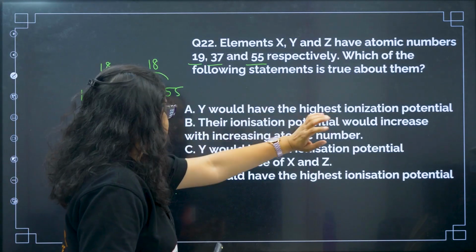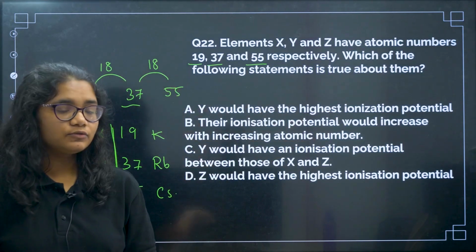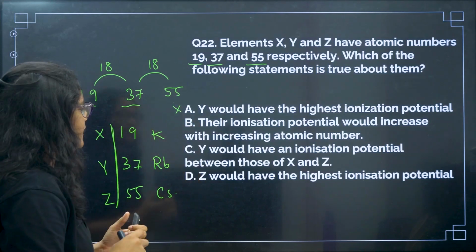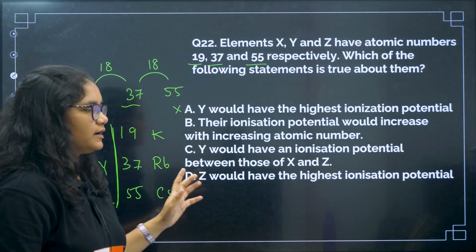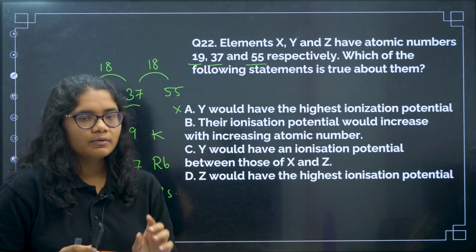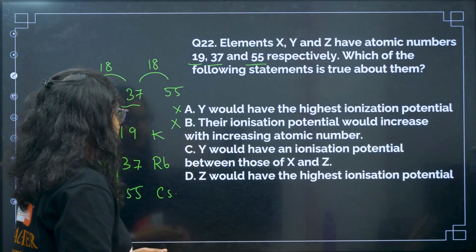Y would have the highest ionization potential. Is it correct? Ionization potential down the group decreases, right? So this statement is incorrect. Their ionization potential would increase with the increase in atomic number. Is it correct? Again no, the atomic number is increasing, but we know down the group ionization potential will decrease. So this statement is also incorrect.